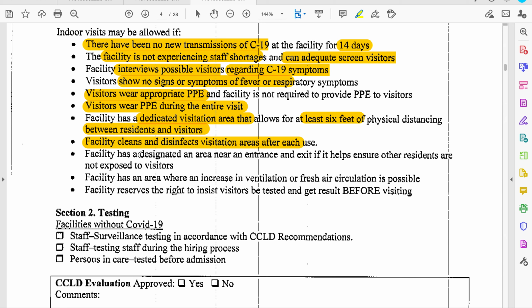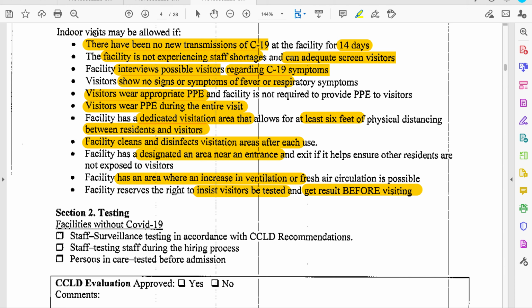Our facility must have a designated area near an entrance and exit if it helps ensure other residents are not exposed to visitors. The facility has an area where an increase in ventilation or fresh air circulation is possible. Facility reserves the right to insist visitors be tested and get a result before visiting.